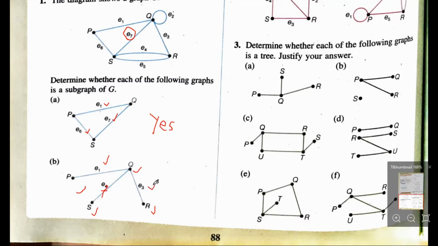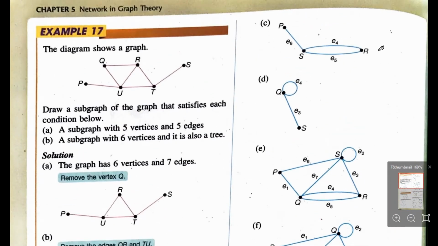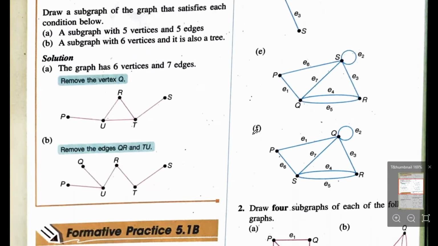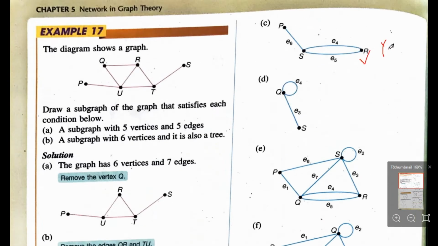E3, E3, yes. But here, this is wrong. This is supposed to be E7, so no. This is not a subgraph for graph G. C, PSR. Okay, PSR, yes. Then we have E6, E4, E5. E6, E4, E5, yes. So this is a subgraph.